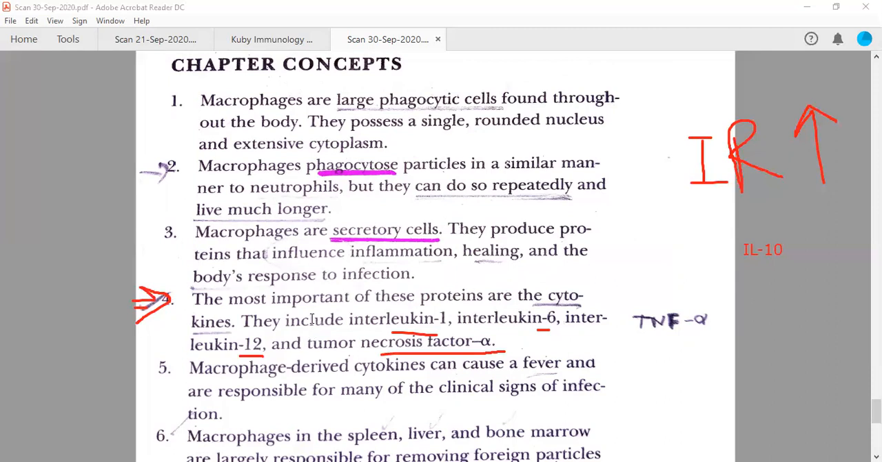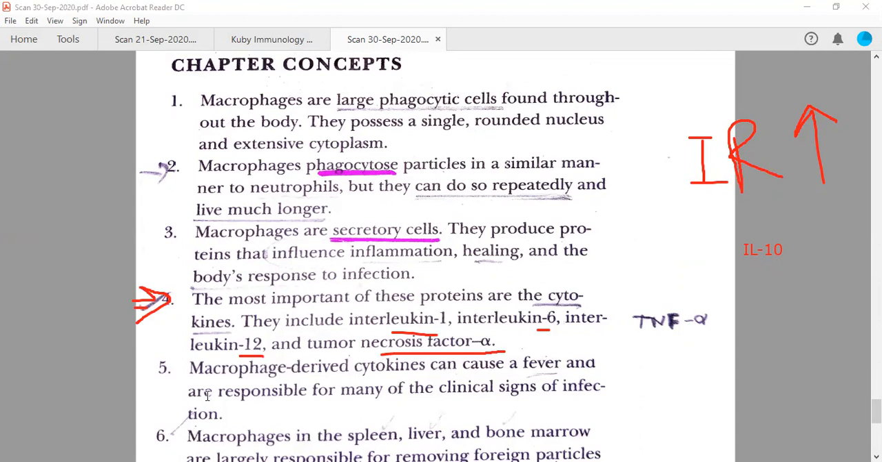Most important of these are cytokines: interleukin 1, 6, 12, and tumor necrosis factor alpha, which we have already covered. Macrophage-derived cytokines can cause a fever and are responsible for many of the clinical signs of infection. As I told you, these are responsible for producing the prostaglandins and leukotrienes, which cause pain and fever symptoms in the host body.